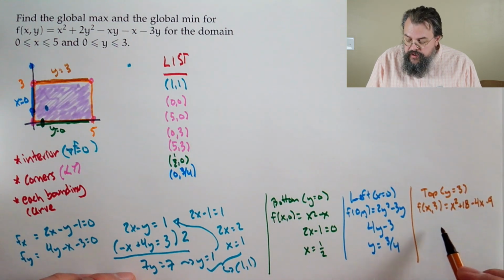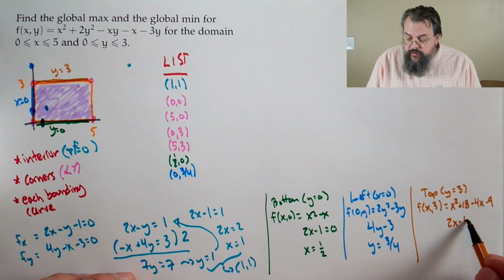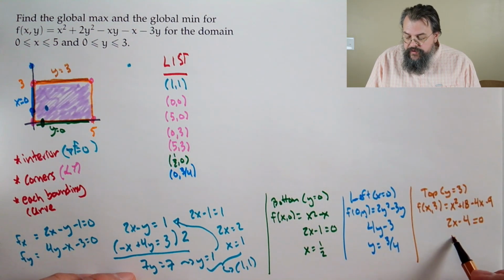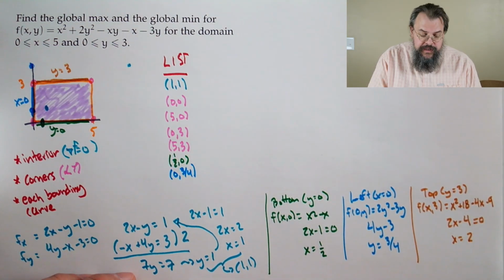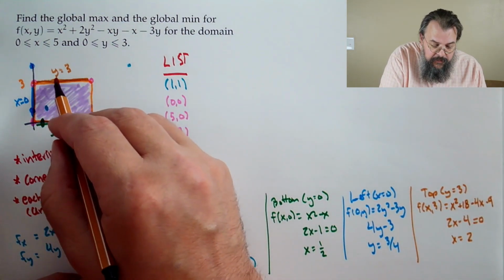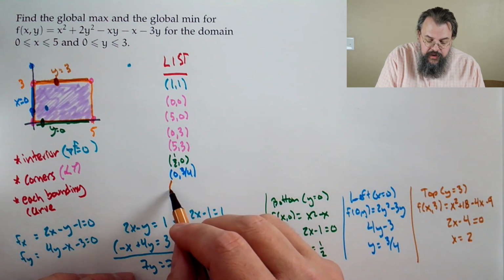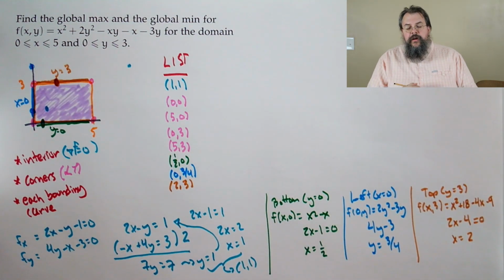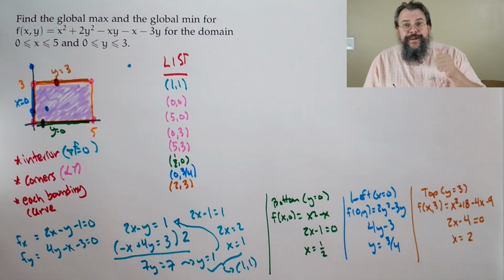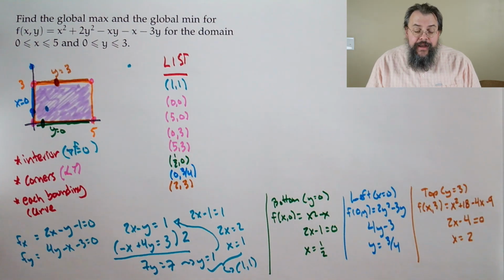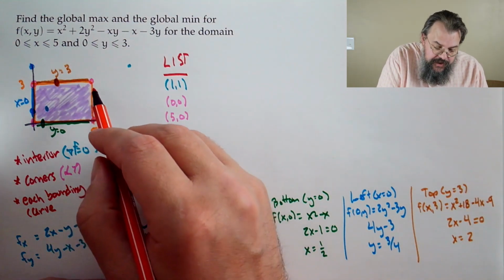All right, take the derivative. That would be 2x minus 4. Set the derivative equal to 0. And we say, aha, that leaves us with x equals 2. So that point right there. That's at the point (2, 3). All right, well, one more edge to go. Okay, we're making good progress. What's our last edge? Well, it's the right.